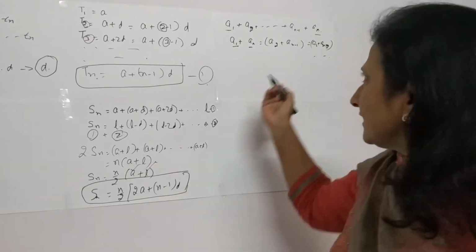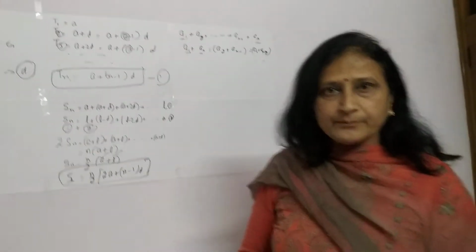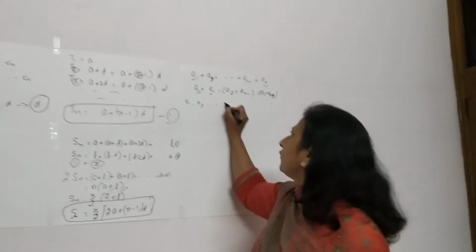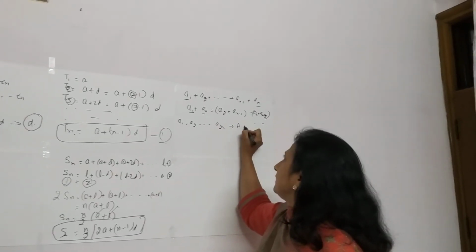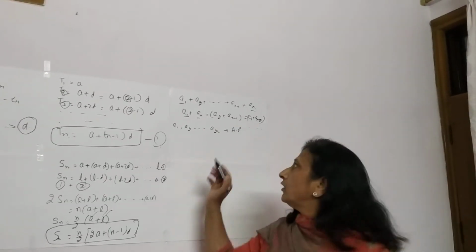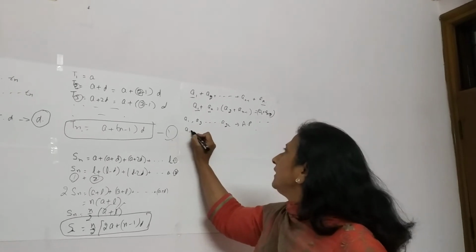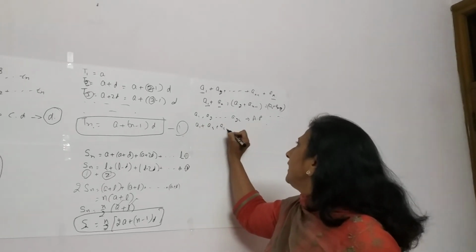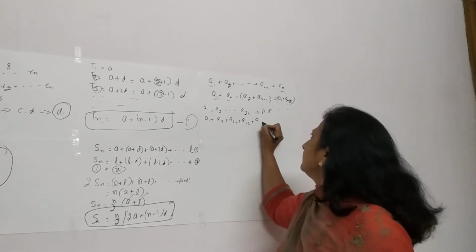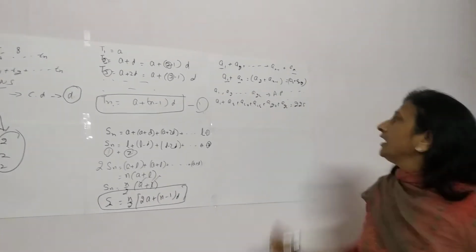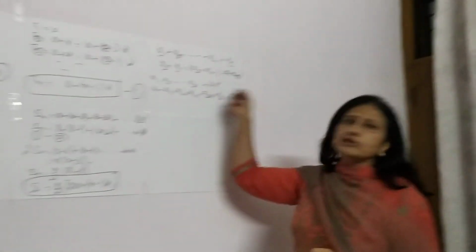And this will always be a constant, and it is always equal to the sum of the first and the last term. So let us explain this with the help of an example. Say you are given A1, A2, up to 24 numbers, and they are in AP. We want to find the sum of all these 24 terms, and we are given that A1 plus A5 plus A10 plus A15 plus A20 plus A24 is equal to, say, 225.